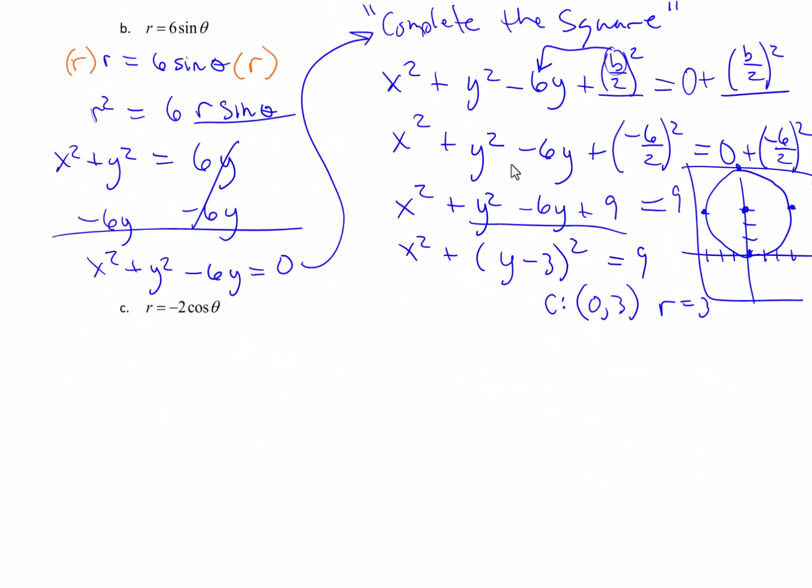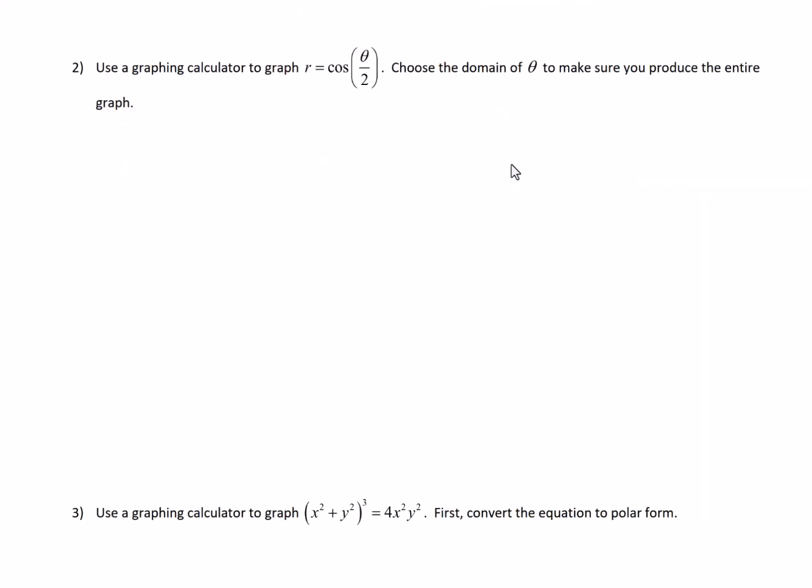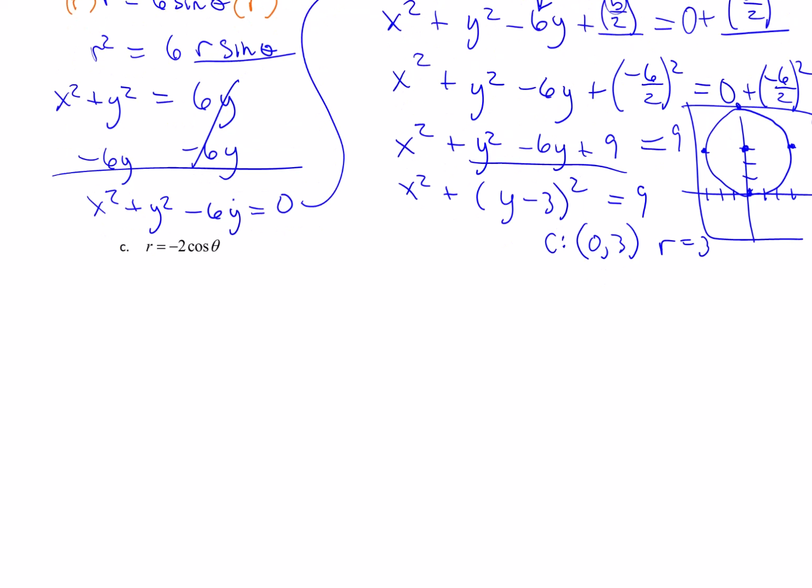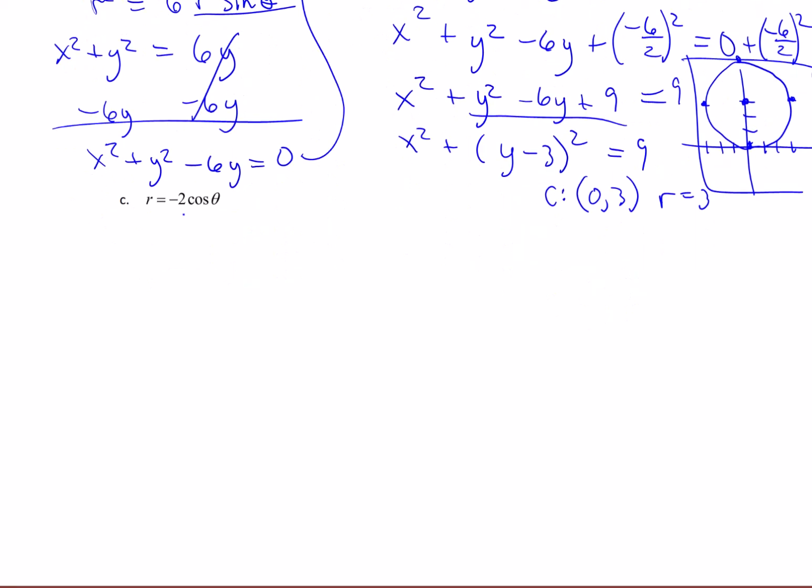All right, let's try another one. This next one begins as r equals negative 2 cosine theta. So again, we're given this in polar form, and actually you'll notice some similarity with the one we just did, but this one is using cosine instead of sine. So let's do the same kind of thing.